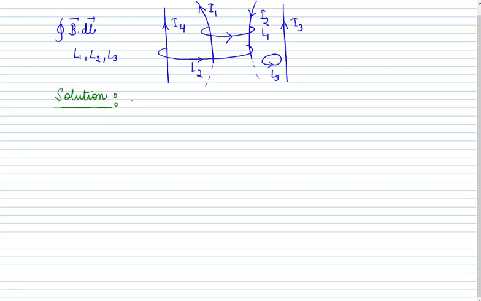Ampere's circuital law is of great importance. So we can write down the general formula for Ampere's circuital law. B dot dl is equal to mu naught I. That is the general formula. We will be utilizing this formula to solve this numerical. So let us go one by one. Let us first move to loop L1.